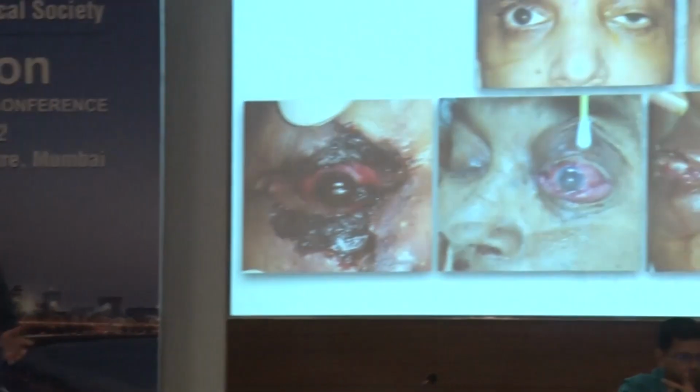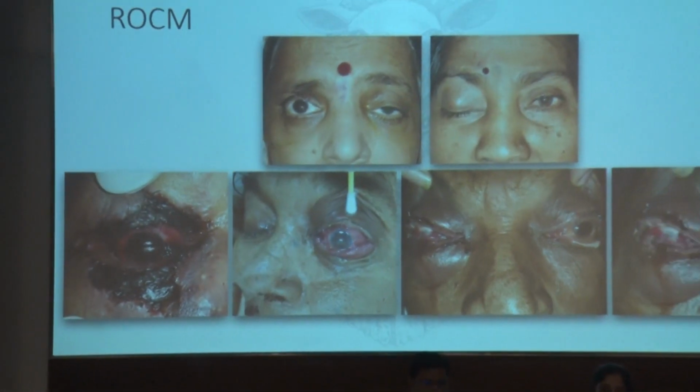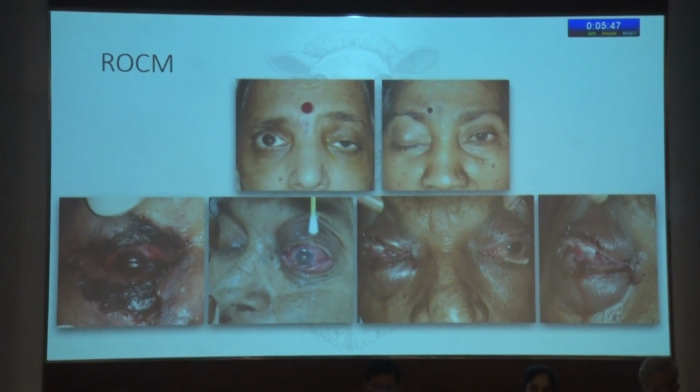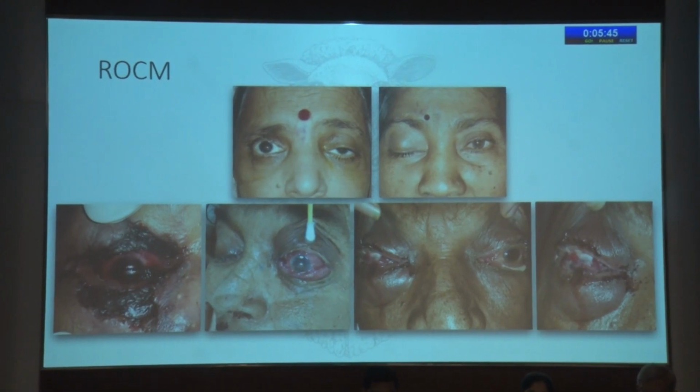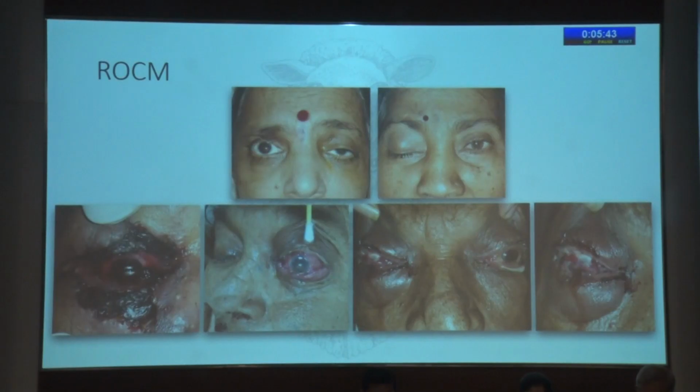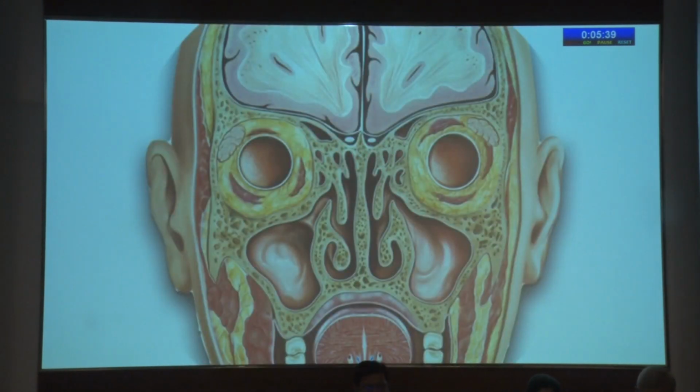The title of my talk is No Rhino in Rhino-Orbitocerebral Mucormycosis, Atypical Cases, a Case Series. These are our financial disclosures, none of which are relevant to this presentation. We know that post-COVID, mucormycosis has seen a surge that can present in multiple ways like mild to severe ptosis, orbital infarction, black eschar giving it the name black fungus, and even severe proptosis causing globe rupture.